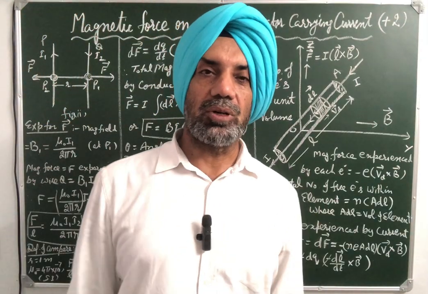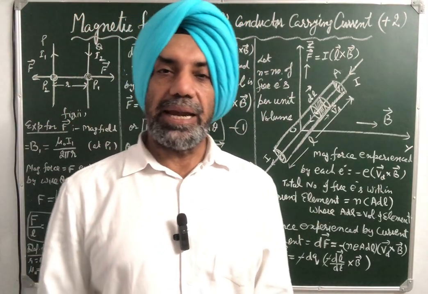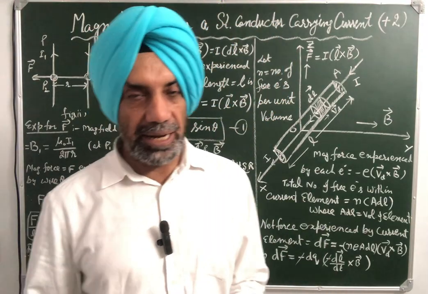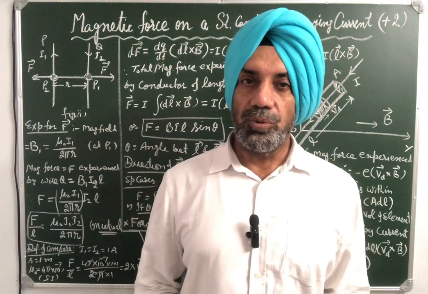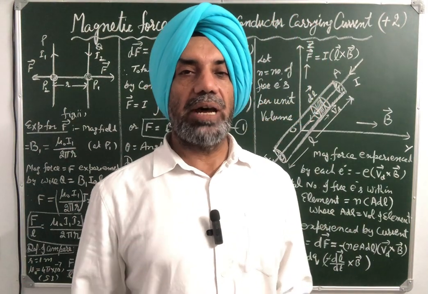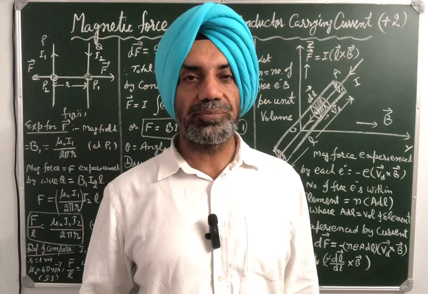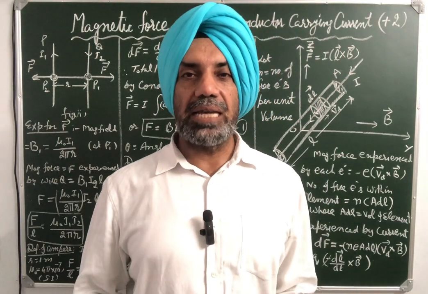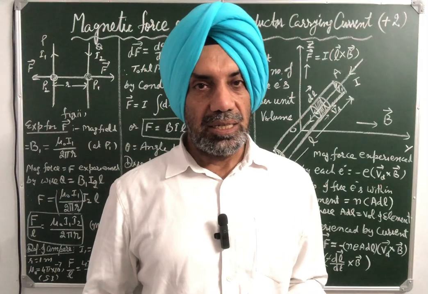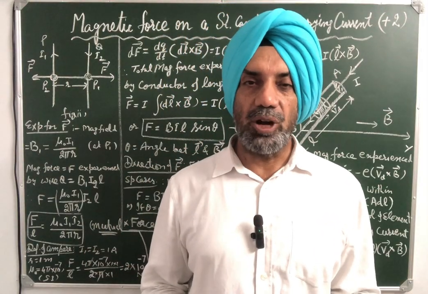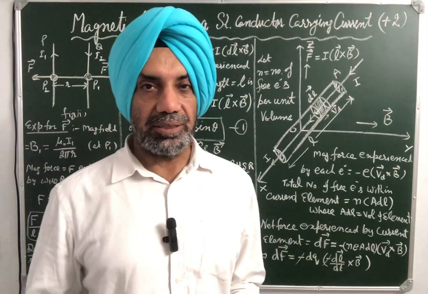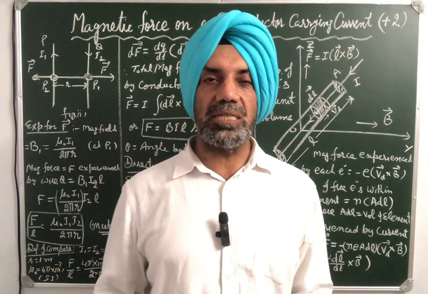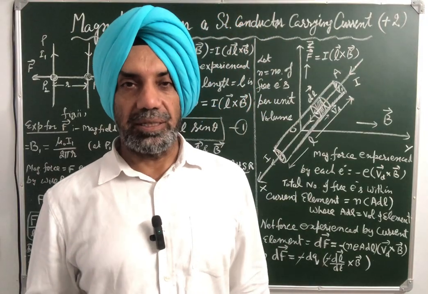So this is all about the magnetic force experienced by a conductor carrying current placed in a magnetic field, or the force between two parallel wires carrying currents in the same direction or opposite direction. I repeat, two parallel wires carrying currents in the same direction, separated by a small distance, attract each other. Whereas two parallel wires carrying currents in the opposite direction, separated by a small distance, repel each other.